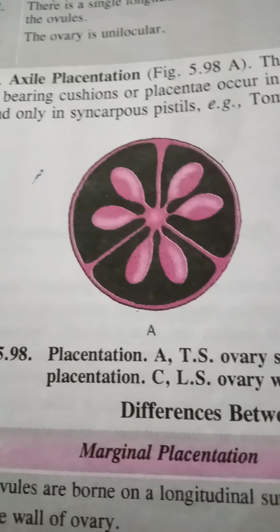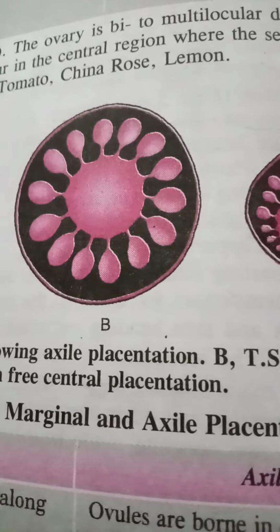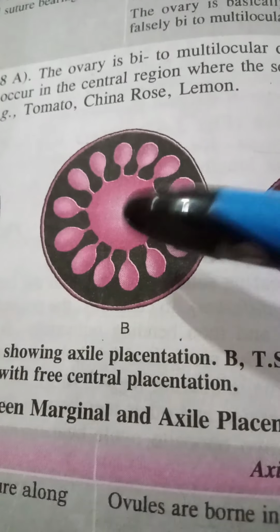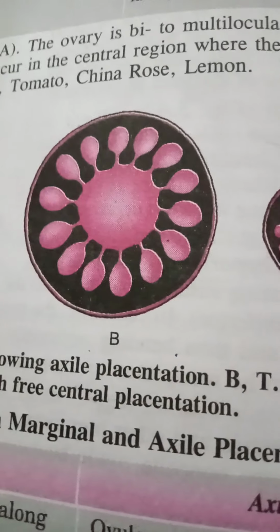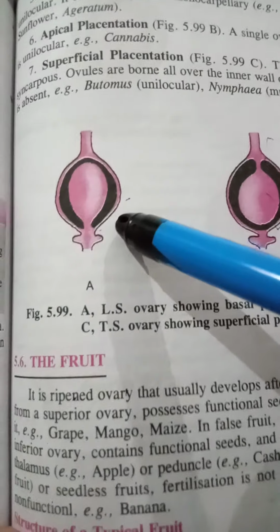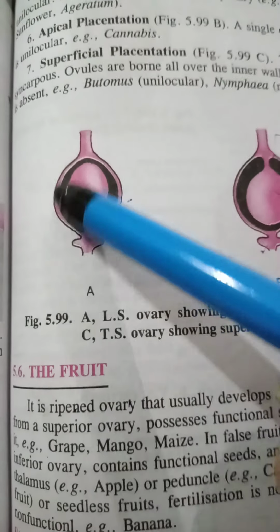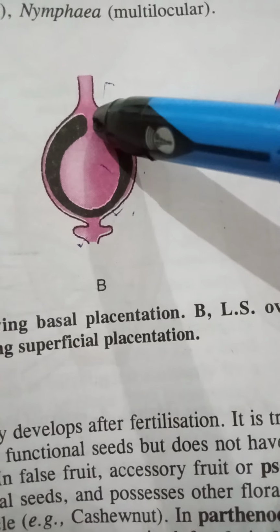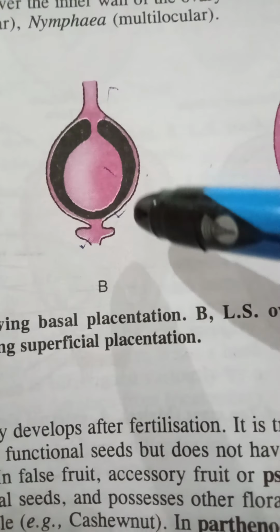Then the next one is the free central type. Free central placentation means ovules are born around a central column, which is not connected with the wall of the ovary. As you can see, this is a central column and from this the ovules are developing, and there is no connection with the pericarp, that is the wall of the ovary. The next one is the basal type. In basal type, only a single ovule is born at the base of the ovary and normally the ovary is unilocular. Then we get the apical type. Here also a single ovule is formed, but the ovule is arising from the apex of the ovary.